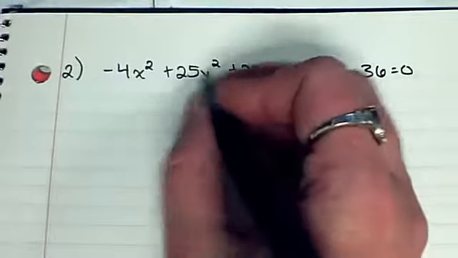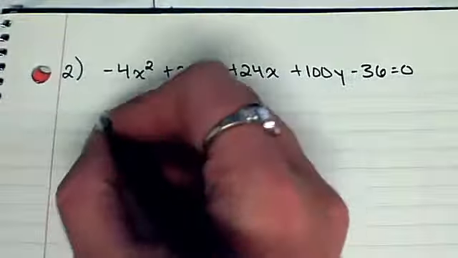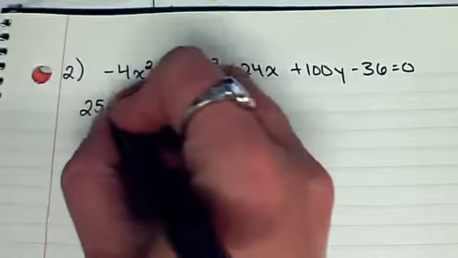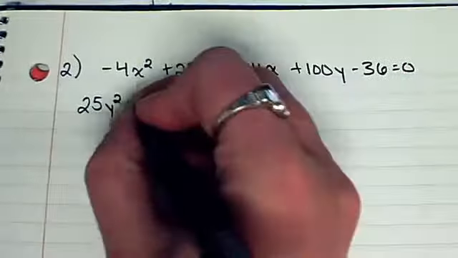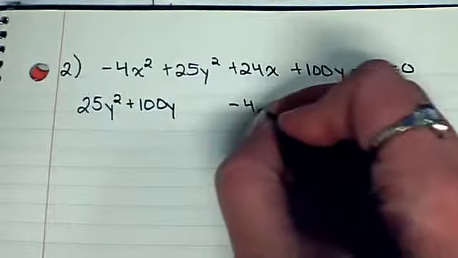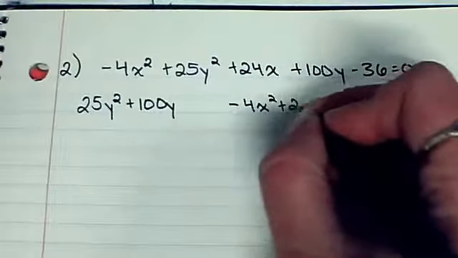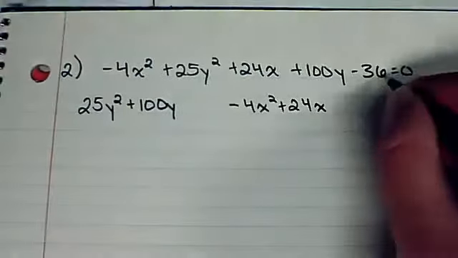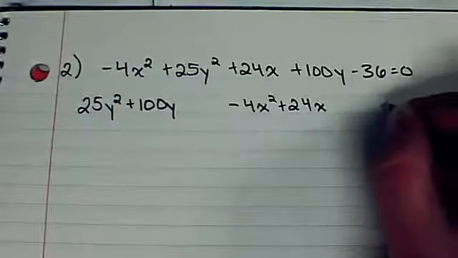Now, since the y is positive, I'm going to put it first. It's going to be 25y squared plus 100y. And then we have negative 4x squared plus 24x. I also want to move the constant, so when I bring it to the other side, it's going to be 36.